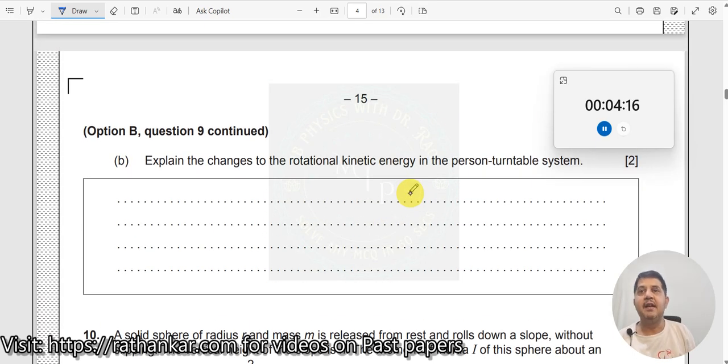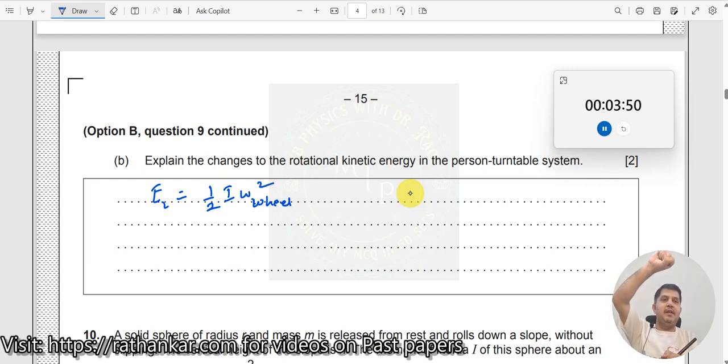Explain the changes to the rotational kinetic energy in the person-turntable system. Initially, what is happening to the kinetic energy? Initially, only the wheel was rotating like this. He was holding it like this. So the initial kinetic energy was only due to half I omega squared of the wheel.